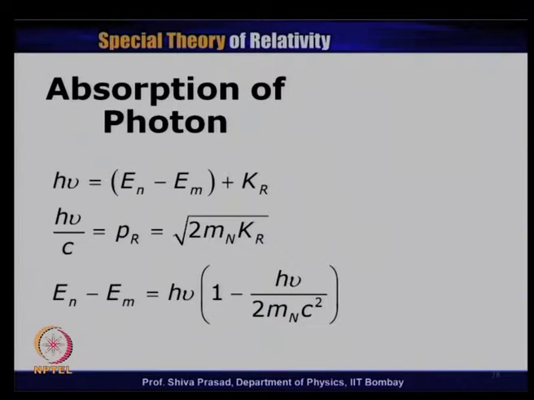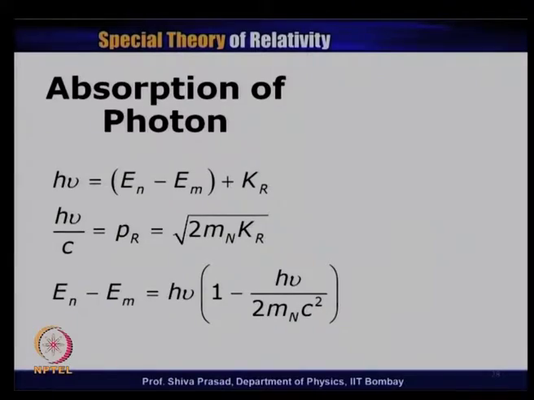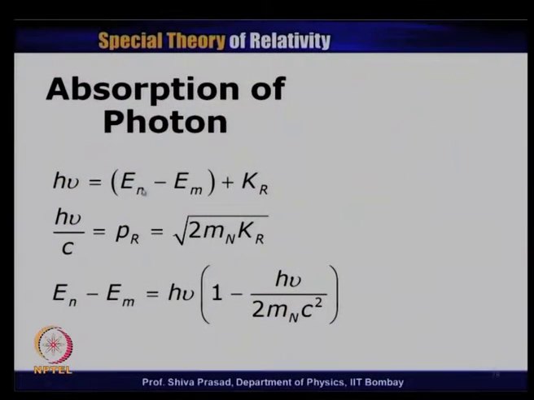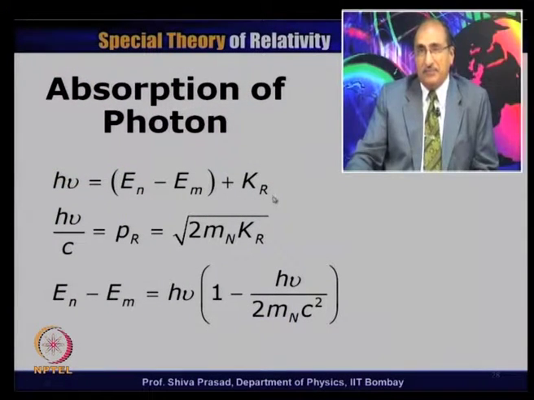Similarly, if you are talking of absorption of a photon, the photon has to not only supply energy for the atom to go to the higher energy state, but when the photon is absorbed, the atom will start moving forward, because momentum has to be conserved. Initially there was a non-zero momentum. Once the photon is absorbed, the same momentum must now be carried by the atom. Therefore, the expression will become h nu is equal to En minus Em plus Kr.